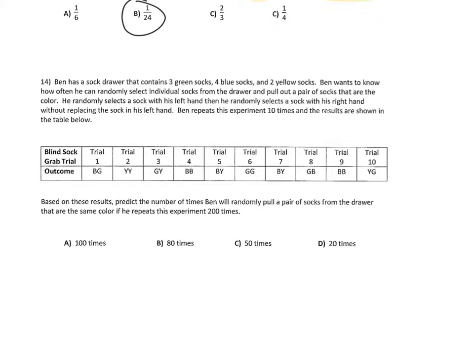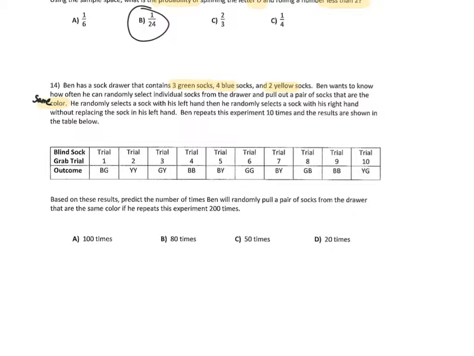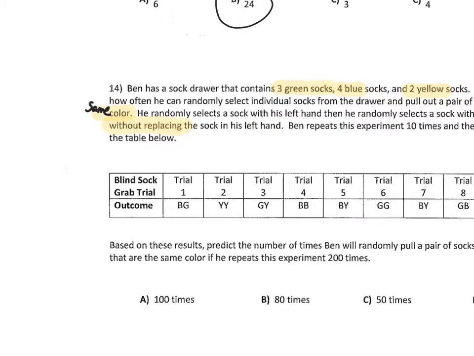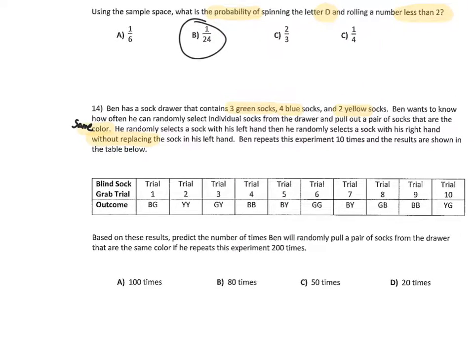Number 14. Ben has a sock drawer that contains 3 green socks, 4 blue, and 2 yellow socks. Ben wants to know how often he can randomly select individual socks from the drawer and pull out a pair of socks that are the same color. So it's supposed to say same. He randomly selects a sock with his left hand, and then he randomly selects a sock with his right hand without replacing. So that's important to know. You need to read if he replaces it or not, because that could affect your outcome, without replacing the sock in his left hand.